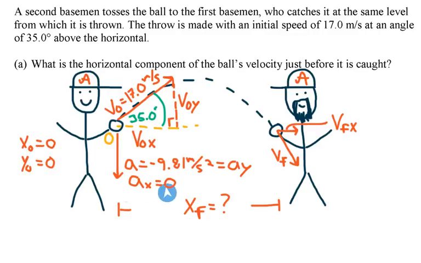Now, the fact that the acceleration is 0 in the x direction is essential, because what that means is that the x component of our velocity will not change. It'll be the same at all points as the ball travels to the first baseman. So whatever this initial velocity x is, it's going to be the same as the final x, because our acceleration in the x direction is 0. So VFX is equal to V naught x. To solve this problem, all we have to do is find the x component of the initial velocity. I'm going to redraw this triangle on the next slide to make it clearer what I'm solving for. So let's go there and take a look.